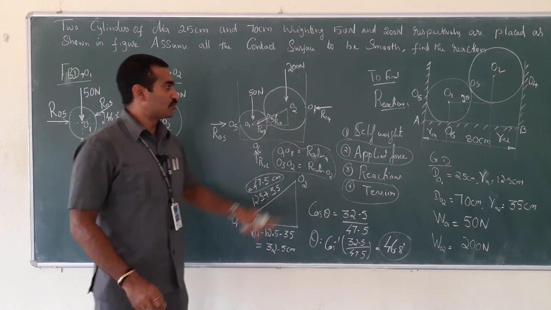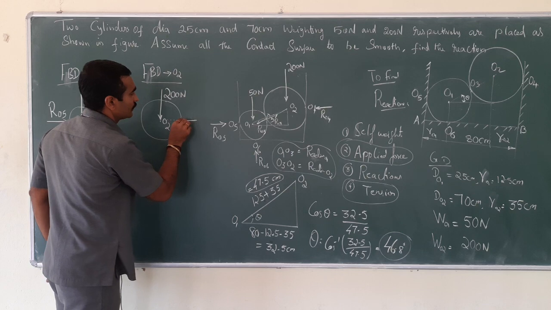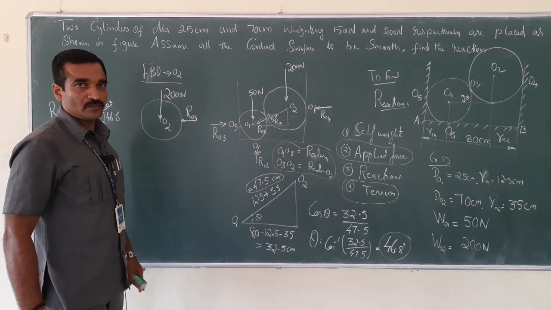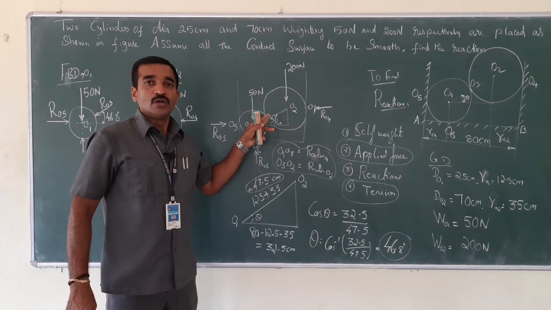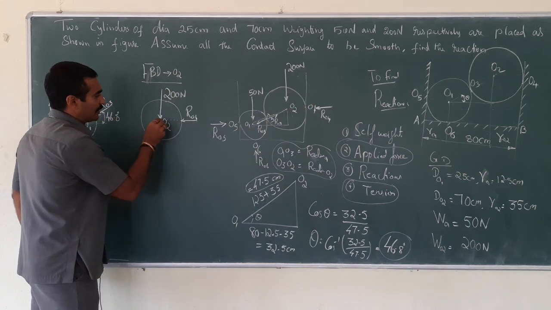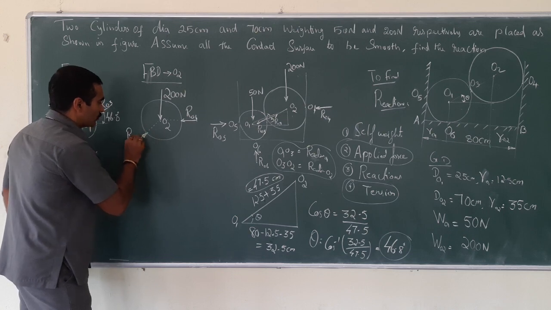And its reaction, which would be perpendicular to this wall. So this could be in this manner, RO4. And look at this reaction at O3, that is towards the point with some inclination, RO3.